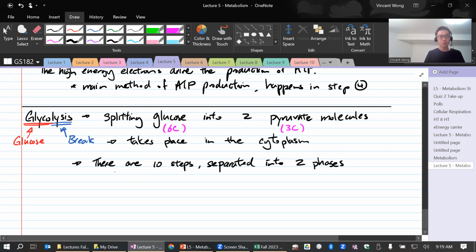So we have the energy investing phase. That's like step 1 to 5. And we have the energy yielding phase.